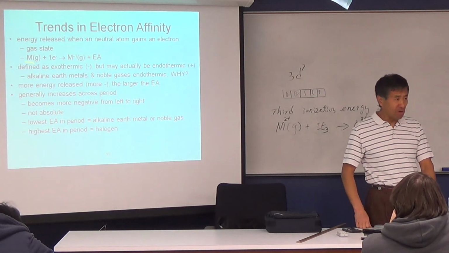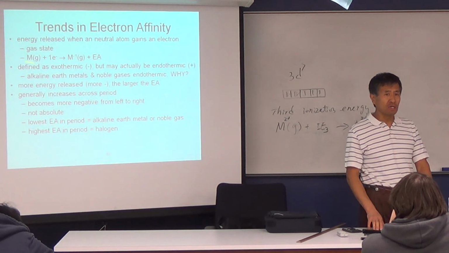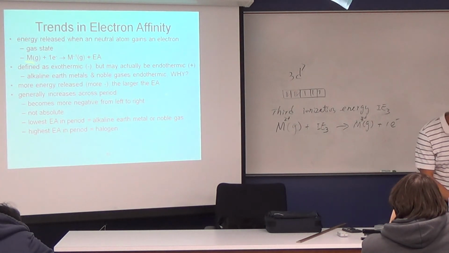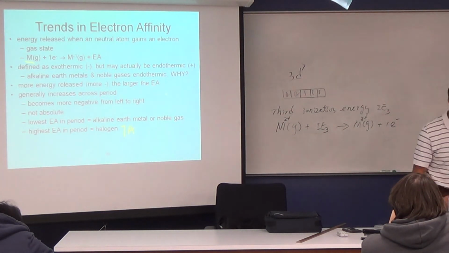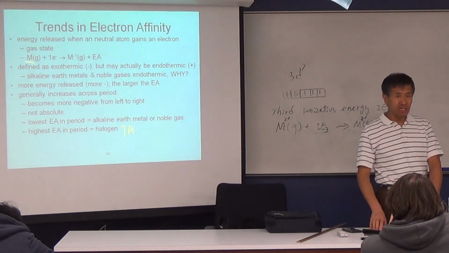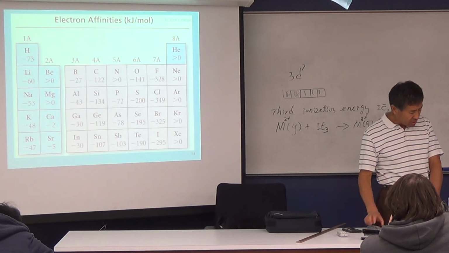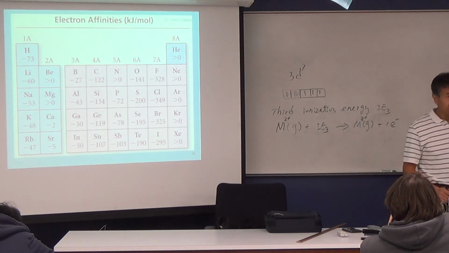So what you want to memorize is that in the same period, the halogens, do you know what a halogen is? That is group 7A. The 7A elements will have the most negative EA. That means they will release the most energy. See the pattern here, right?